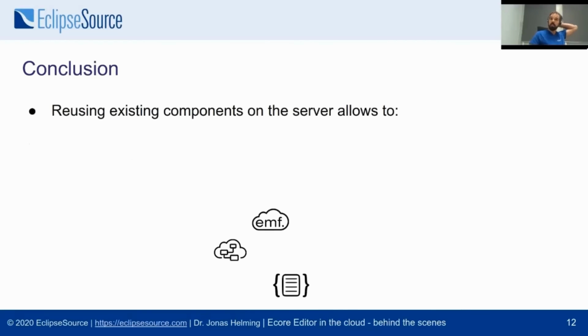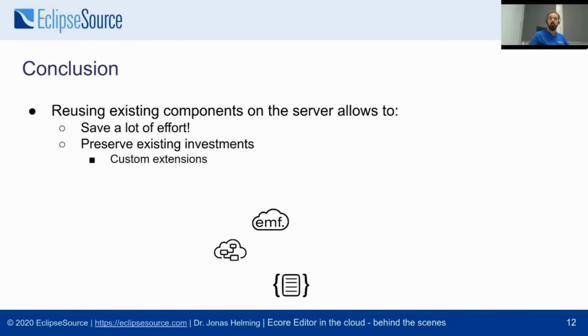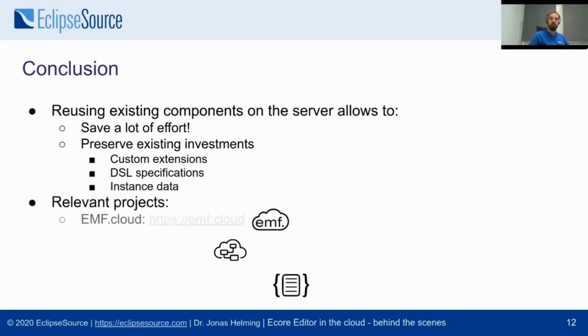I think I could show that reusing existing components on the server allows to reduce the effort a lot and preserve your existing investments. Examples like the validation and the code generation or the undo redo stack and all this, we don't have to re-implement that. You can also preserve custom extensions and DSL specifications that you might have done with EMF plus your instance data. So it's a pretty attractive migration path. Projects that I've shown today are the EMF Cloud project hosting the Ecore editor and a lot of the adapters that I've used, GLSP for the diagramming part, and JSON forms for the property.